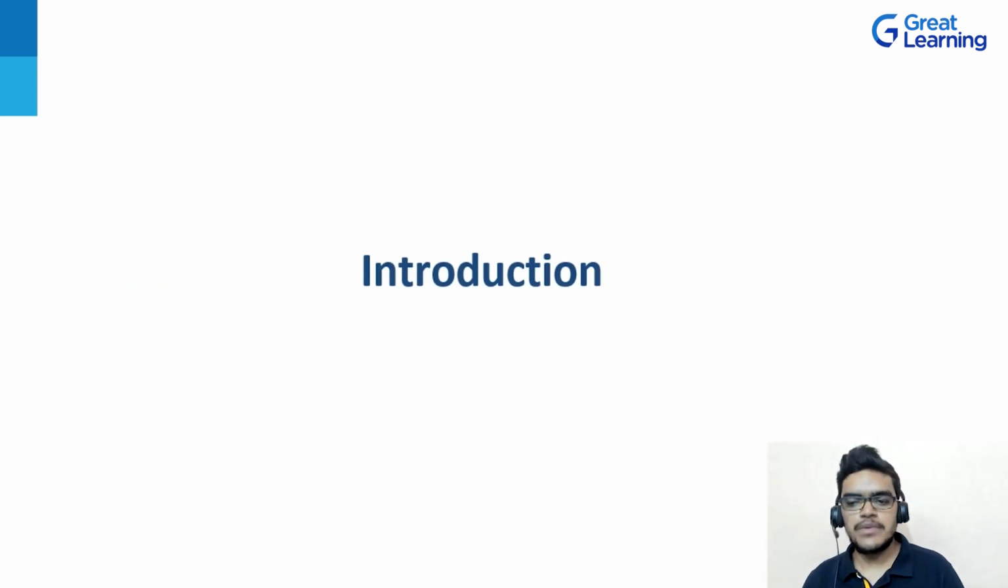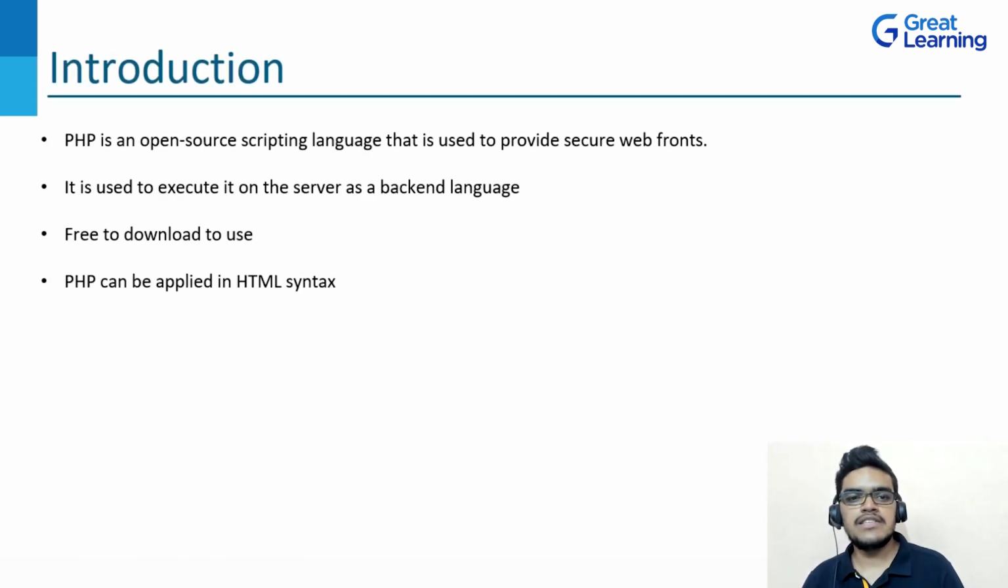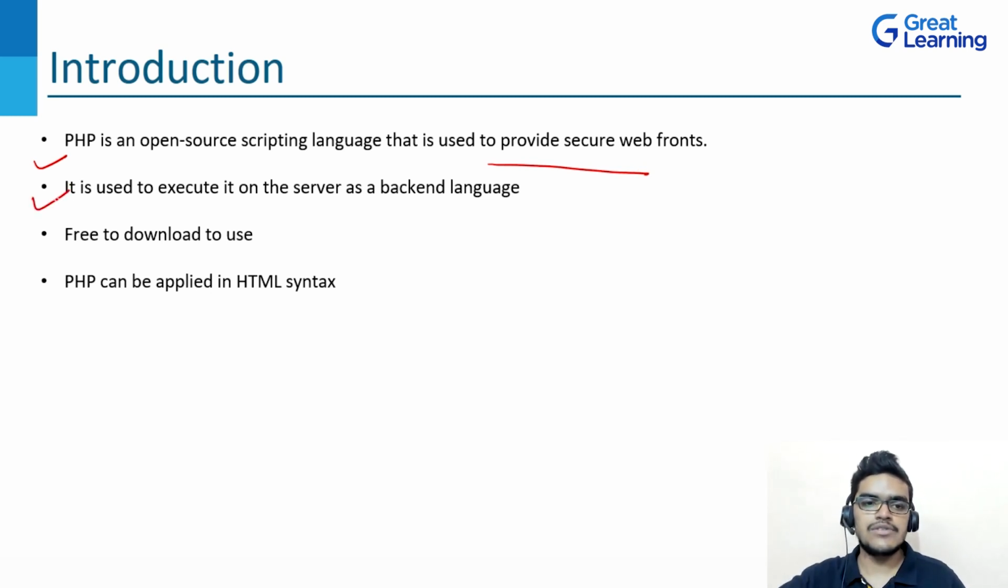Now let's see what is PHP. So PHP is an open source scripting language that is used to provide secure web fronts. In simple words, we can say that it allows people to make web pages, right? Also, it is used to execute on the server as a back-end language. So PHP is used as a back-end language.